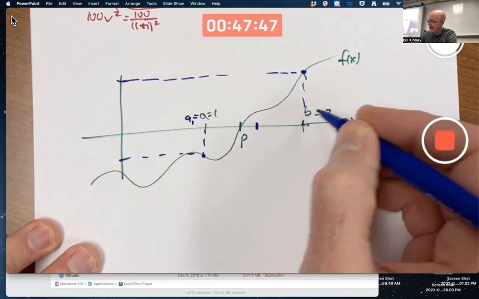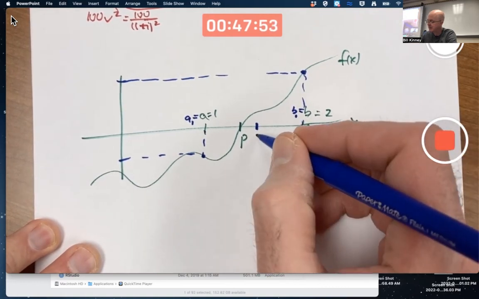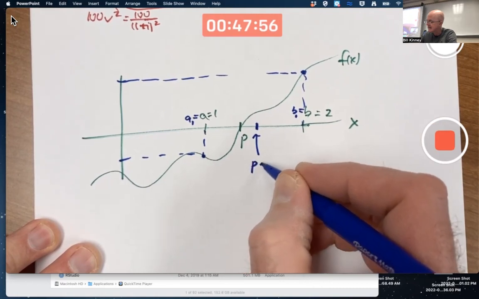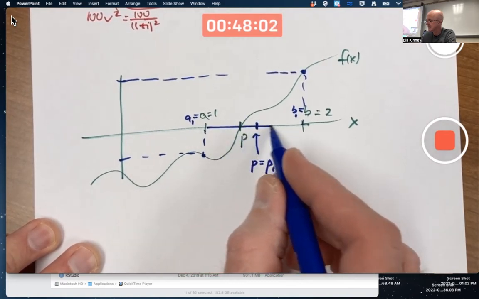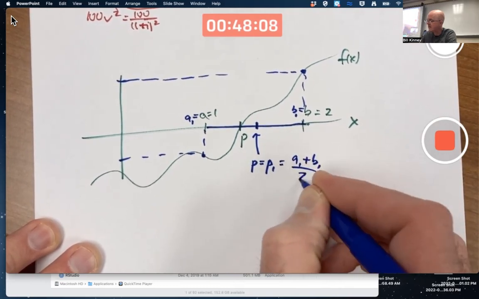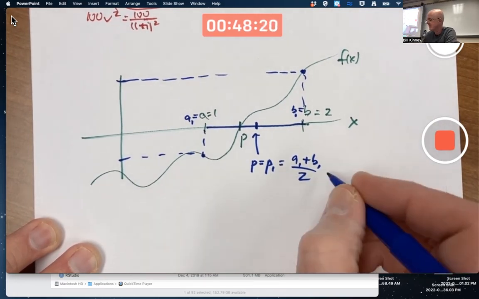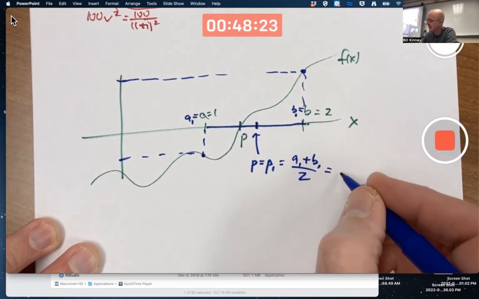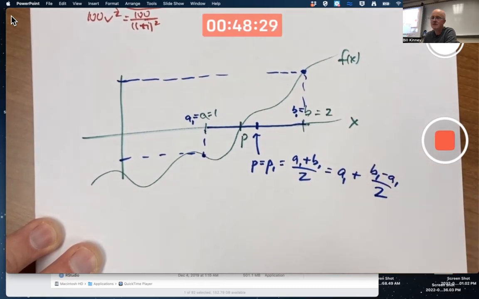Let A1 be A and B1 be B. And for your first guess as an estimate for P, pick P1 to be the midpoint of this line segment, halfway between A1 and B1. Average them. However, for computer programming reasons, it's better to write this average in this way, as A1 plus B1 minus A1 over 2. They are the same thing, actually.